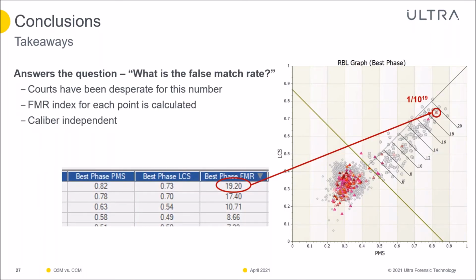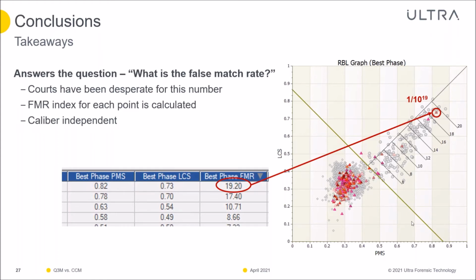The other takeaway is that it answers the question for the court, what is that false match rate? Now, they may not be asking that question that way, but courts have been desperate for a random match probability for a long time, and we've been unable to provide that as firearm examiners. Well, the FMR index for each point is calculated, and as we can see, in this case, it is 1 over 10 to the 19th power. That's the FMR index.